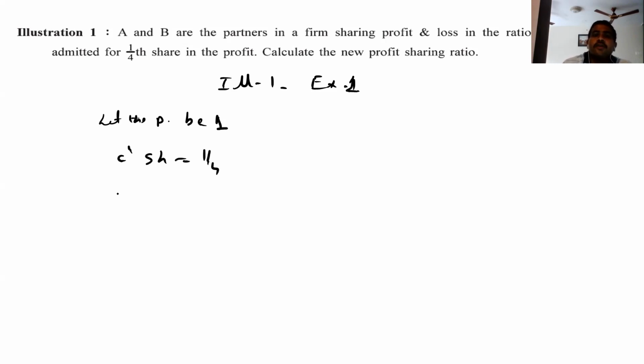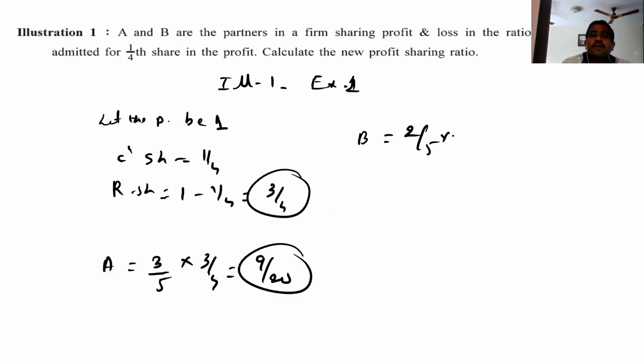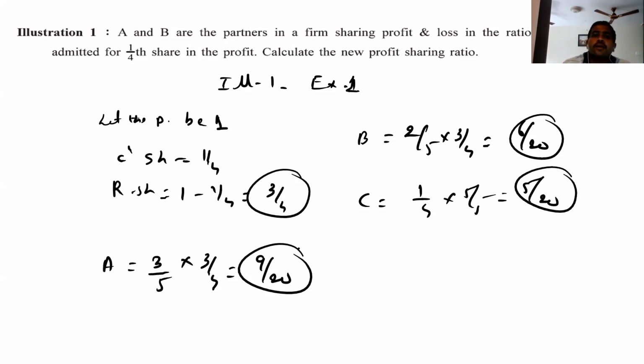After that, what we have to do? We have to calculate the remaining share. What is the remaining? 1 minus 1 by 4, left with 3 by 4. Now A is 3 by 5 into 3 by 4, 9 by 20. Clear? B comes to us 2 by 5 into 3 by 4, 6 by 20. And then comes C. C comes to us 1 by 4 into 5 by 5, 5 by 20.